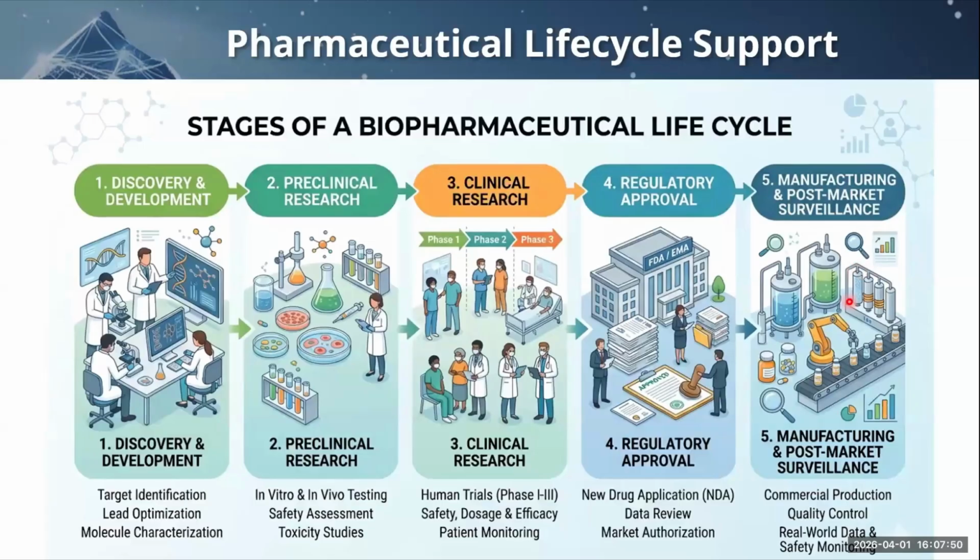So here are the 5 general stages of the biopharmaceutical life cycle. You normally start with your target identification, which is where you would pinpoint some specific biological molecule implicated in a disease that you would target for treatment. You would optimize that molecule, and there's quite a bit of characterization done at this stage. Following this, there is preclinical research that involves in vitro and in vivo testing in animals. This is for safety assessment and toxicity studies.